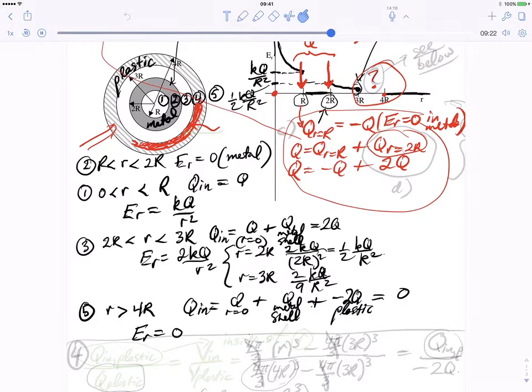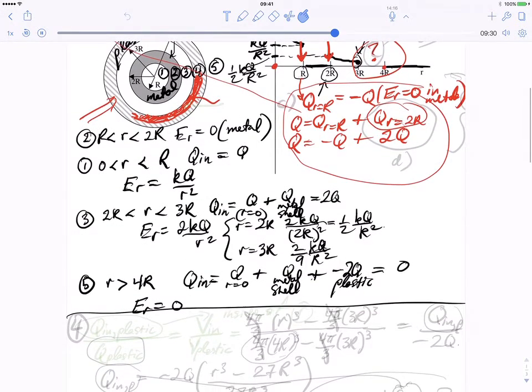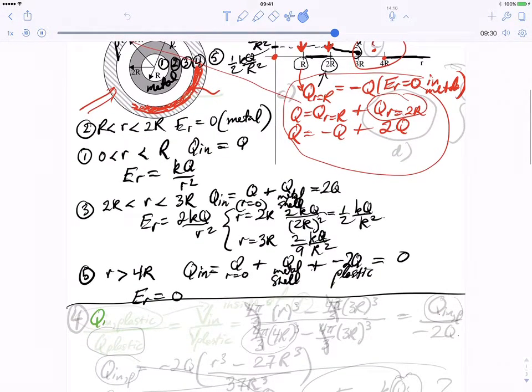And the argument goes like this. What we need, change color here, I'll do it in green. What we need here is to determine how much charge is inside of the plastic.